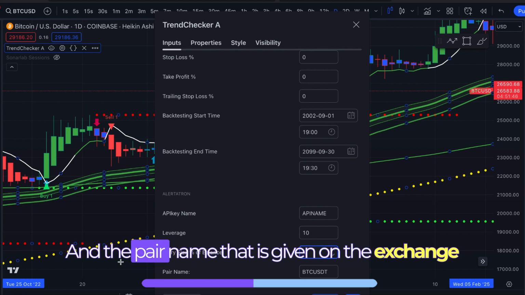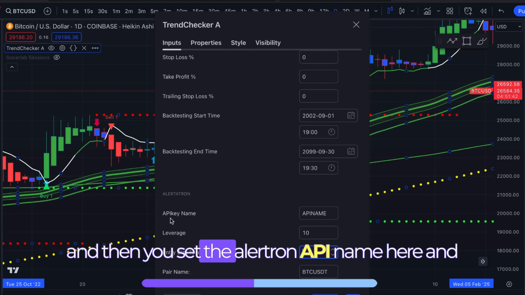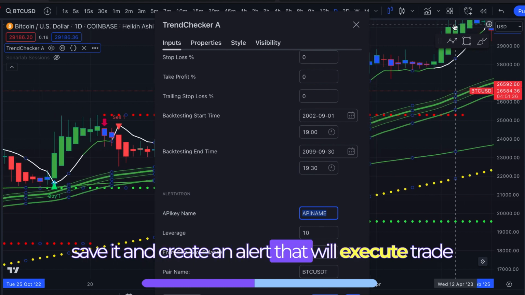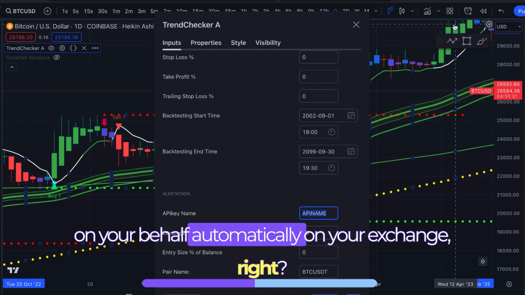And the pair name that is given on the exchange, and then you set the Electron API name here, and then save it and create an alert that will execute trade on your behalf automatically on your exchange, right?